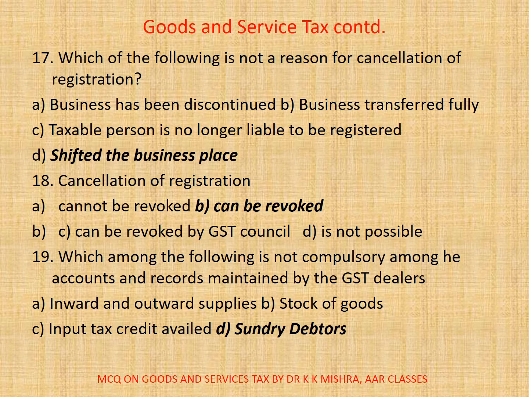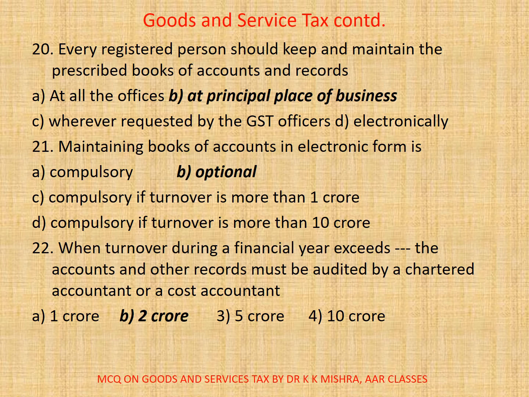19. Which among the following is not compulsory among the accounts and records maintained by the GST dealers? A. Inward and outward supplies. B. Stock of goods. C. Input tax credit availed. D. Sundry debtors. So here correct option is D. Sundry debtors.